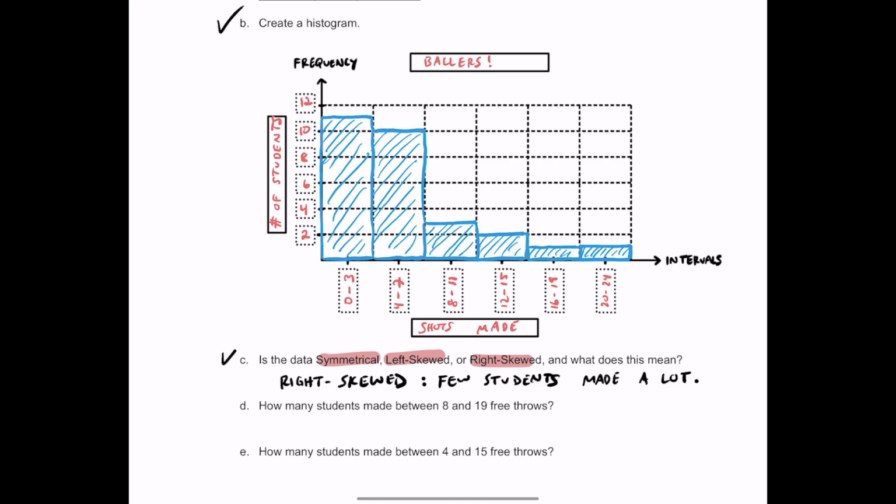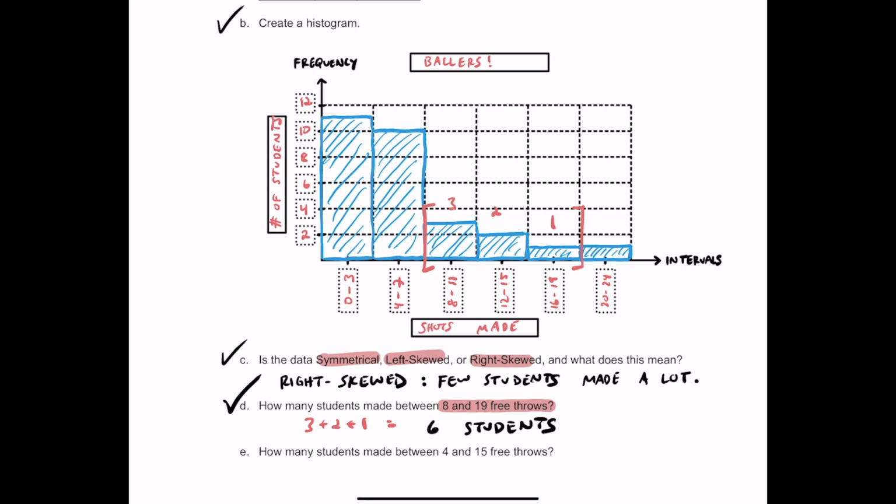Okay. How many students made between 8 and 19 free throws? Well, let's see, where's 8? 8 starts here, and where's 19 end? This is 16 to 19. So there were 3 people here, 2 people here, and just 1 person here. So if we say 3 plus 2 plus 1, we can say there were 6 students.